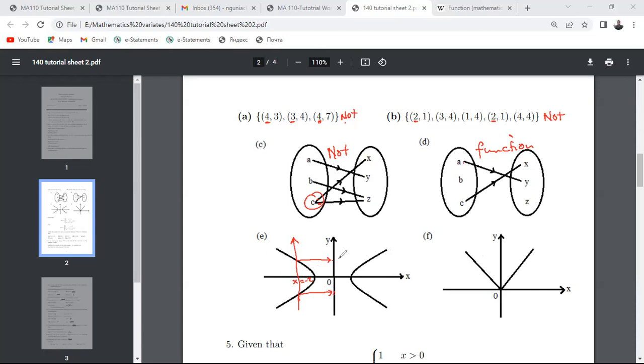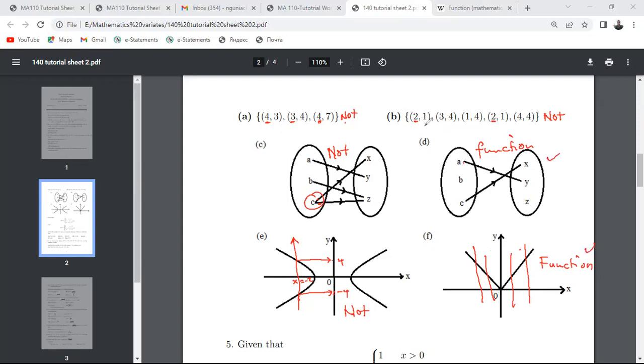You find that maybe it's giving you +4, and here it gives you -4. So this is not a function. Then when you draw this one, you do the vertical line test, it's only cutting the function at only 1 point. So this is a function. So we only have two functions, this one and this one.